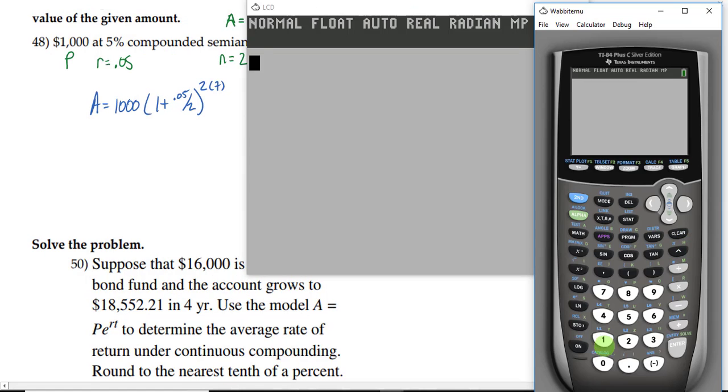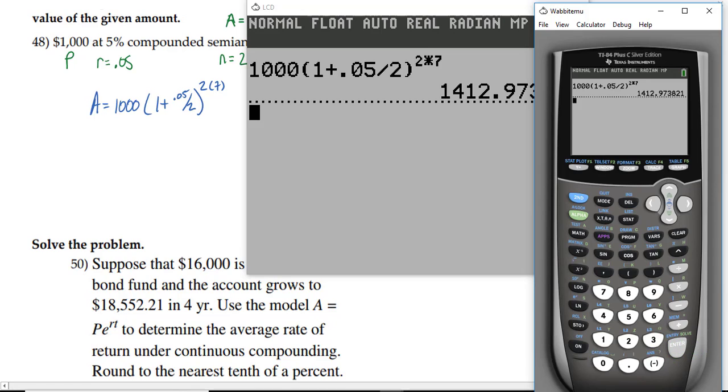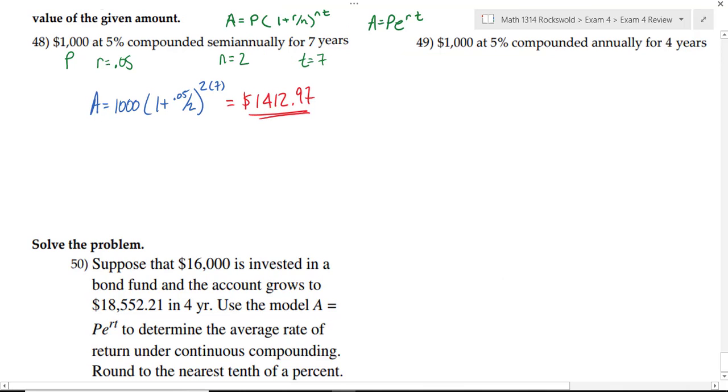So to do this on our calculator, we would type in 1,000. It's okay to use parentheses here, and we have (1 plus 0.05 divided by 2), close parentheses, raised to a power of 2 times 7, or you could just type in 14 if you know what 2 times 7 is. And we end up with $1,412.97. Usually the instructions on these will ask you to round to the nearest penny.